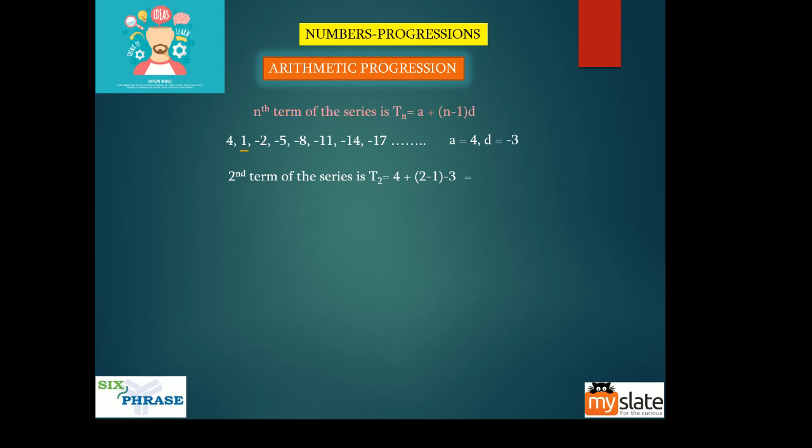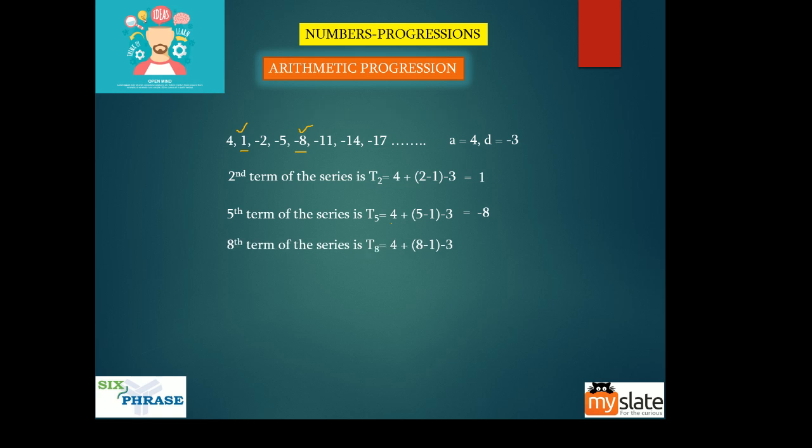What do you get? You get 1. So look at the second term, it is 1. So we got the correct answer, right? So let's check more. Let's find the fifth term and see if it is minus 8. Okay, so 1 2 3 4 5. Our fifth term should be minus 8, right? So T5 is equal to a plus (n minus 1) into d. D is minus 3. So what do we get? Minus 8. Okay, so this also we are getting.